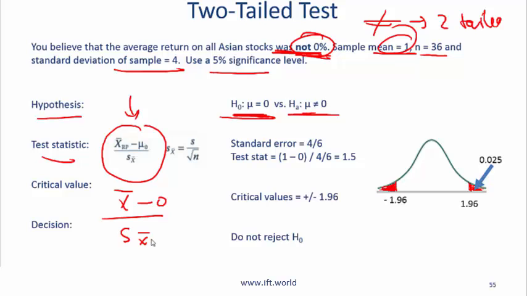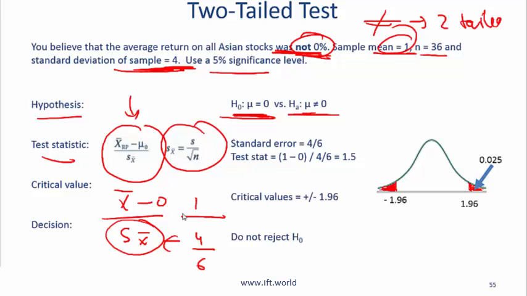And what's the formula for Sx bar? This formula is S over root n. In this case, we are given the S, which is the standard deviation of the sample, and we are given n. So what is the standard error? S is equal to 4 divided by root n, and root of 36 is 6. So 4 over 6 is our standard error. What is X bar minus 0? That's 1. So 1 over 4 over 6. This gives us a test stat of 1.5.